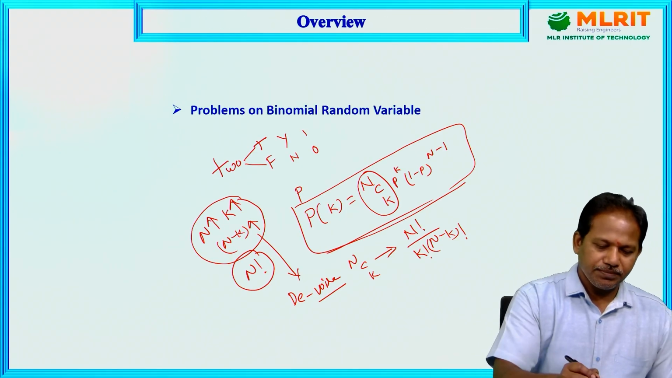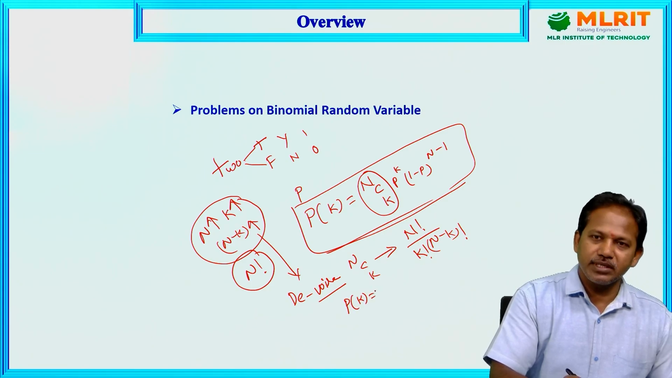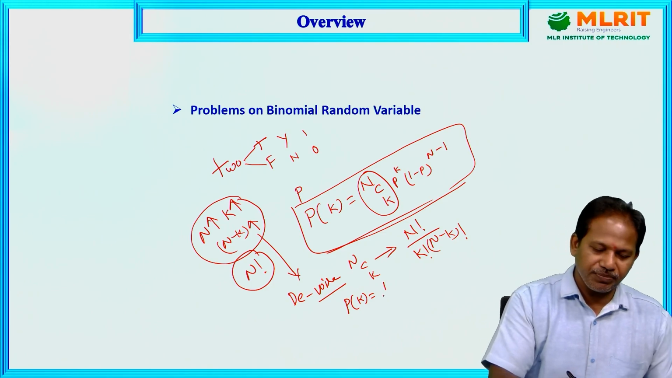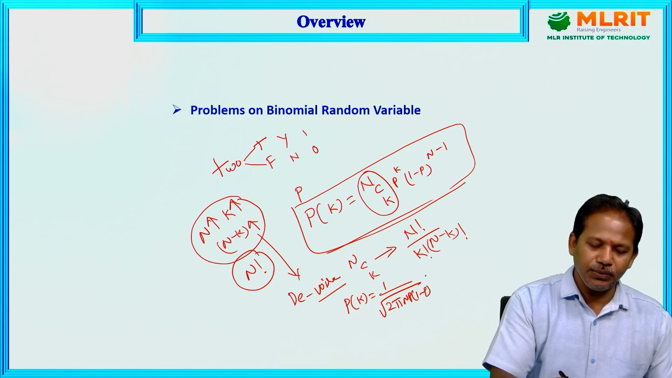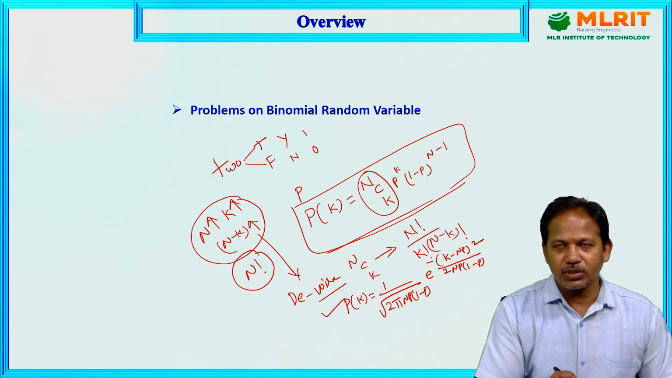See here, the probability that event A occurs exactly k times, by using the de Moivre Laplace approximation, is 1 by square root of 2 pi np into (1 minus p), into e power minus of (k minus np) whole square by 2 np into (1 minus p). This is called the de Moivre Laplace approximation.